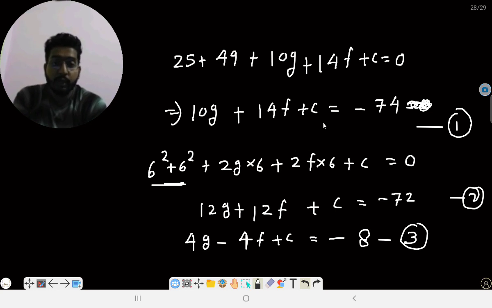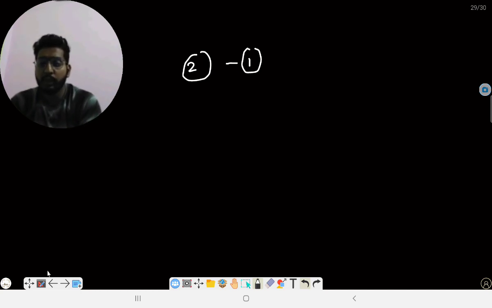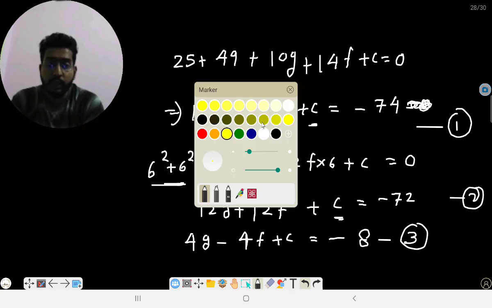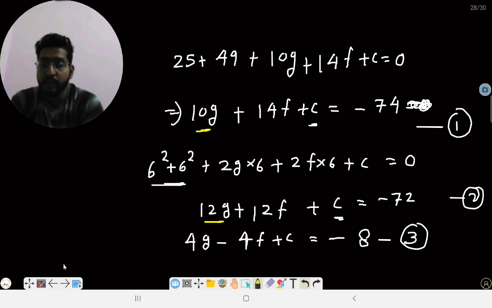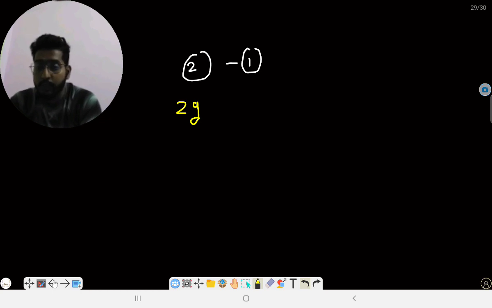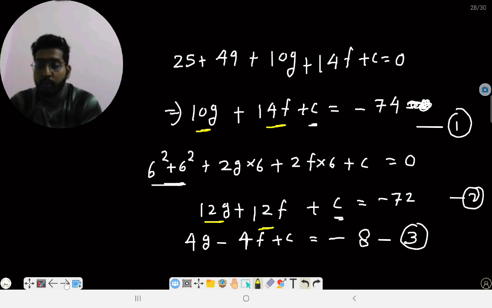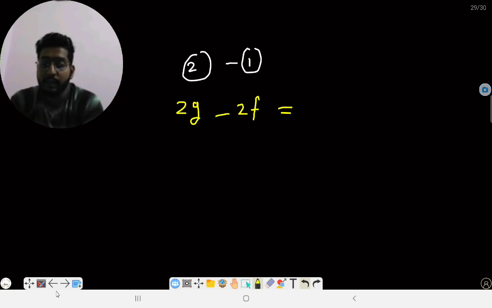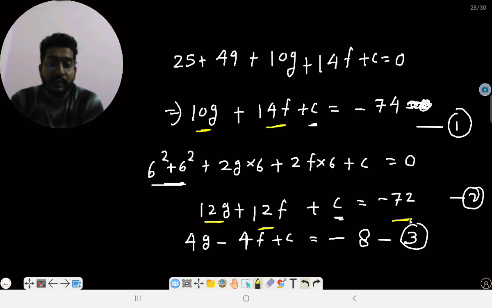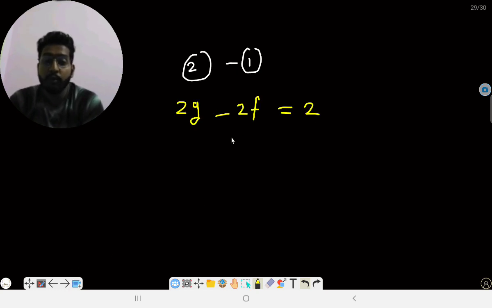Now how to eliminate c? Look at here, here only c, here is only c. There is only one constant here, the coefficient is 1, here the coefficient is 1. So how to solve this? This is very easy. If I subtract 2 from 1, or 1 from 2, if I subtract, what will happen? Look at here, 12g subtracted by 10g, that will be 2g. Next, 12f subtracted by 14f, that will be minus 2f. And c subtracted by c will be 0. Now minus 72 minus of minus 74, that means plus 74, that means 74 minus 72 would be 2. Now 2 cancel out, that means g minus f will become 1. This is equation number 4.